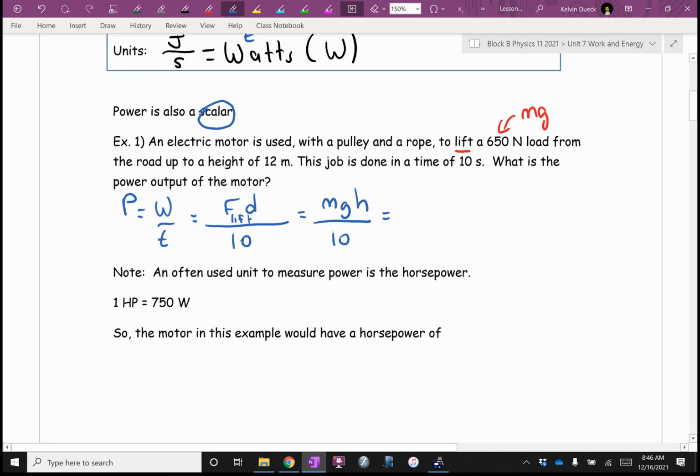Eric, what's M? Oh, wait. No, Eric, what's mg? 650. H, 12. How many watts of power does this motor require in order to do this? This is an electric motor. What do you get? 780? Units, power is measured in watts. Okay. Direction, scalar, is none.